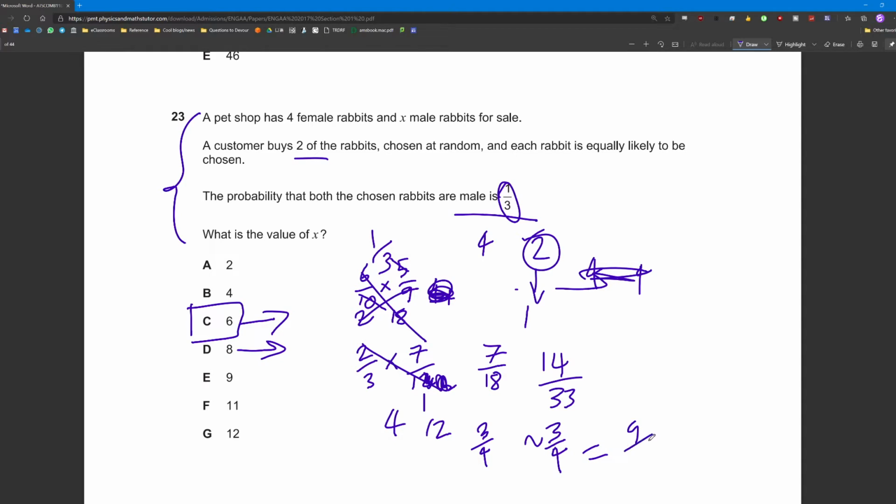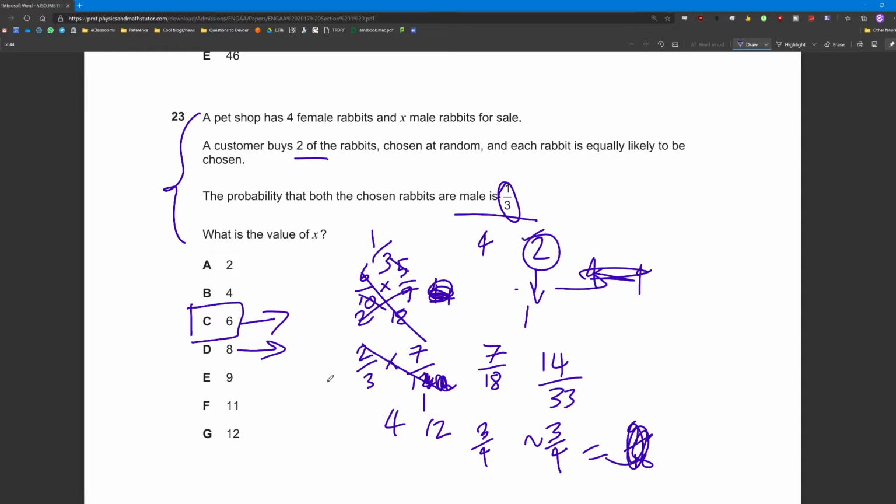Multiplying these together, you get 9 over 16. Generally, in your head, you wanted to have realized that this is slightly more than a half, and is certainly not the number we're looking for. So I thought, why don't we start in the middle then? 8 was too high. The probability of getting 2 male rabbits was too high, and so we tried 6, and that was correct.